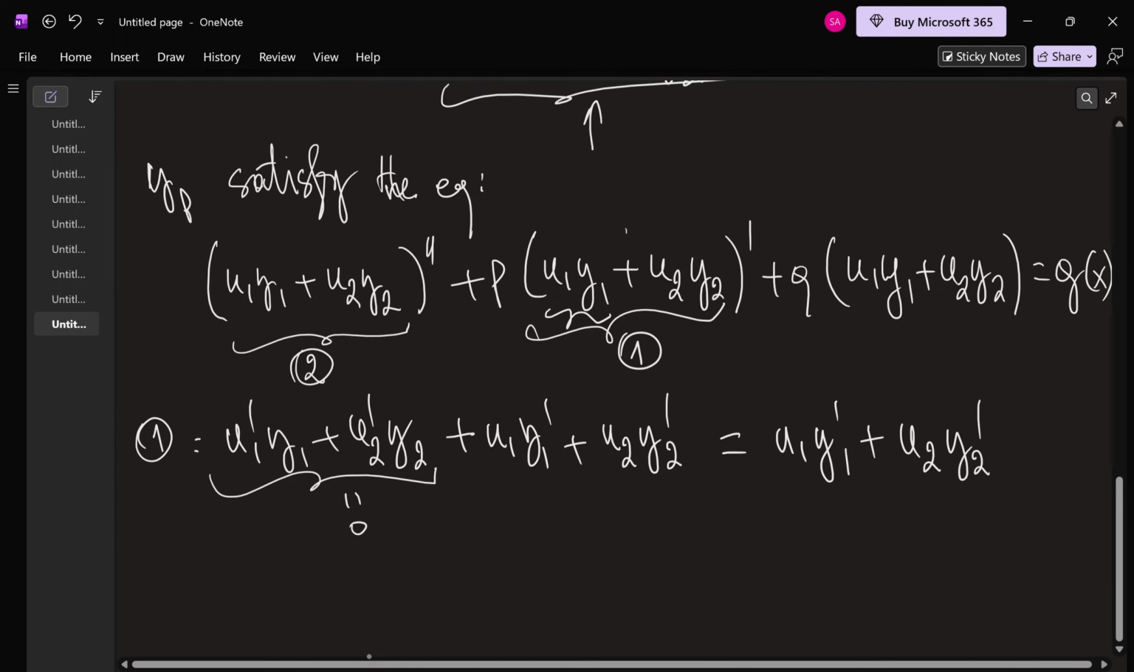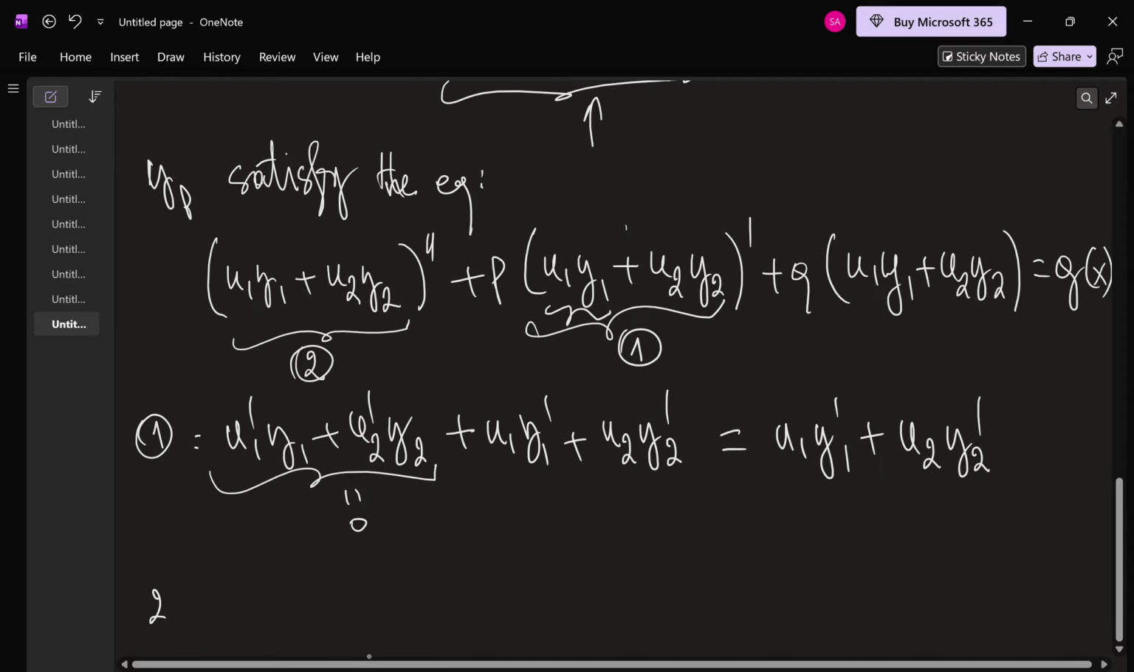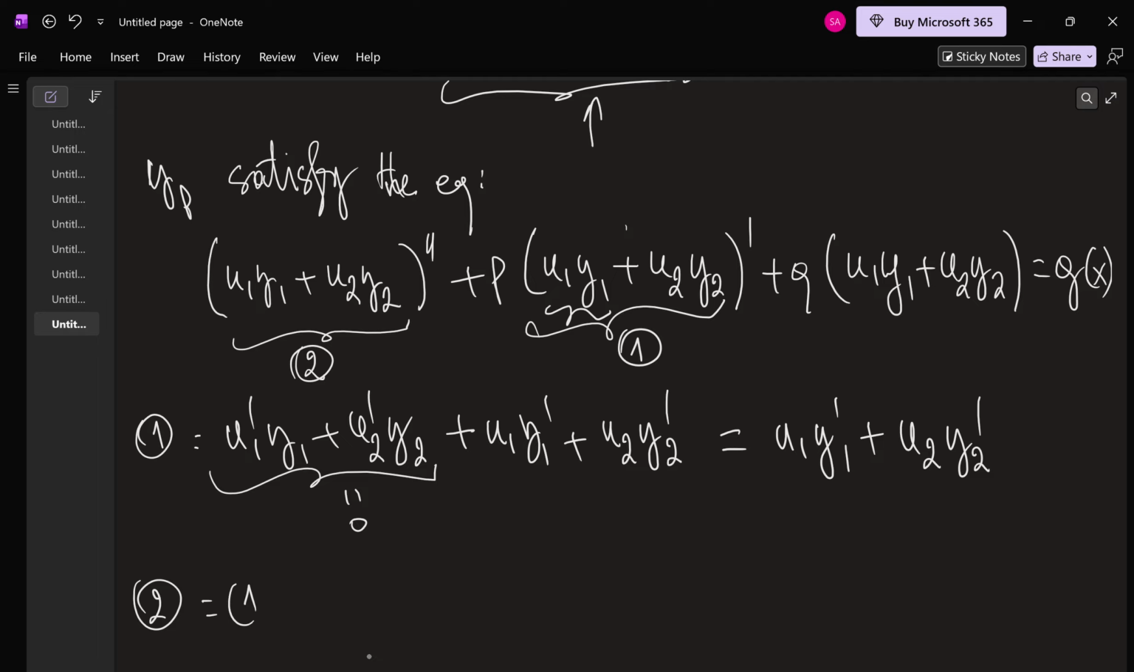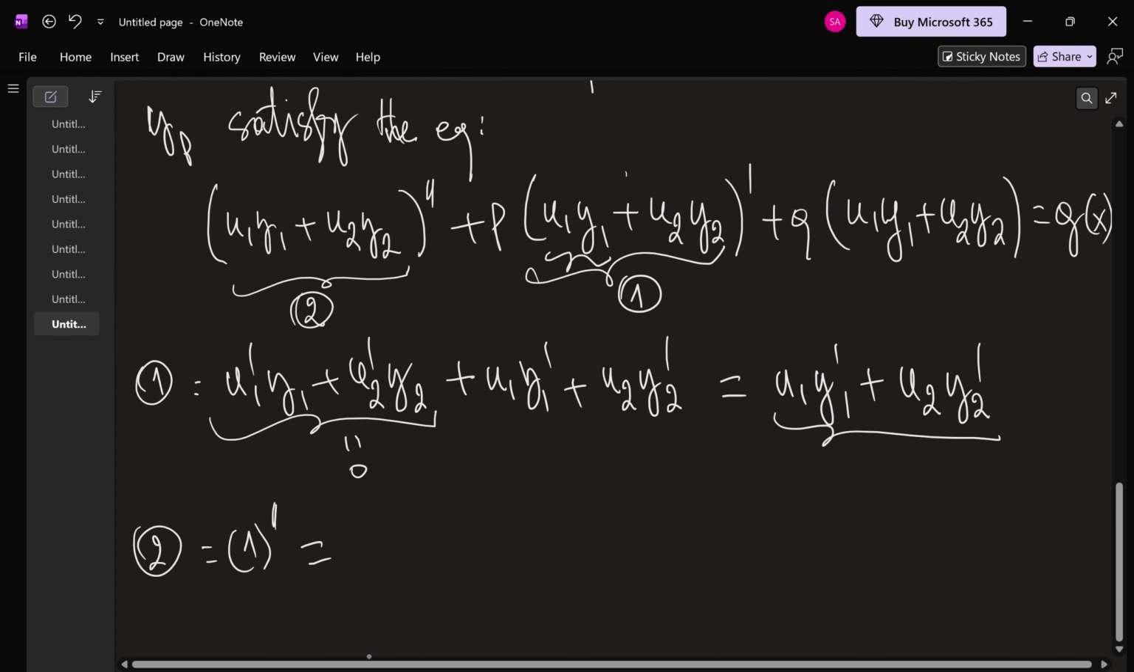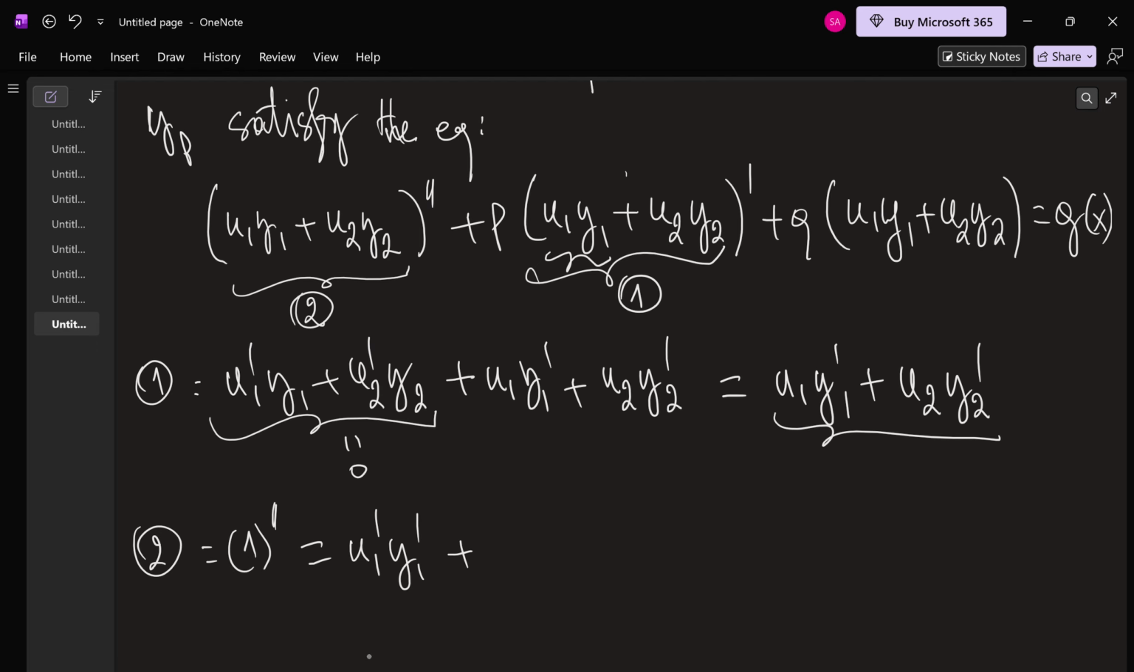Okay, now we move to the second one. The second one is equal simply to 1 prime, so we will take the derivative of this. Again, it will be equal to u1 prime y1 prime plus u2 prime y2 prime plus u1 y1 double prime plus u2 y2 double prime.